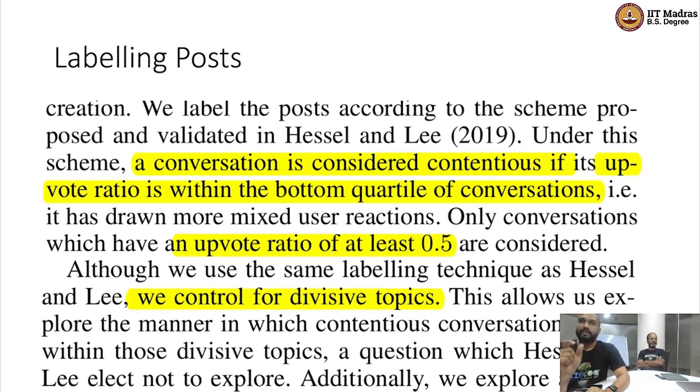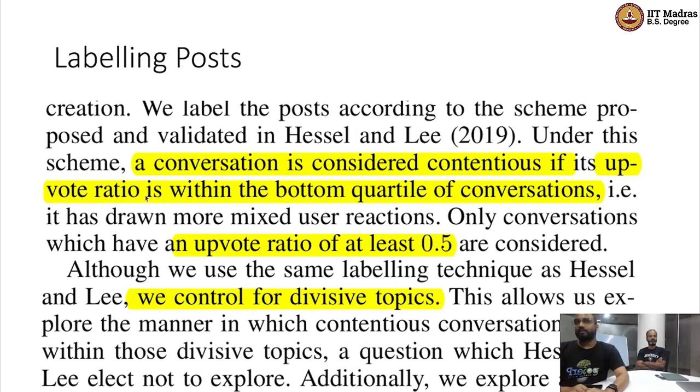So why is this a good heuristic, right? Why is this a good heuristic to say whether a conversation was divisive or not, or whether a conversation was contentious or not? So the idea behind this heuristic is that if a particular post is something on which there were no opposing points of view, it is likely that the post has gotten just too many upvotes, or, if it was disliked, it could just get a lot of downvotes, right? If there is more or less an equal balance between upvotes and downvotes, that means that there were actually opposite points of view on this particular topic, right?